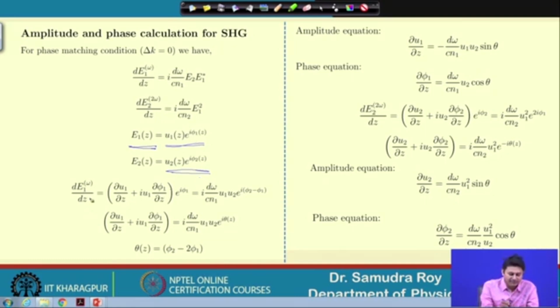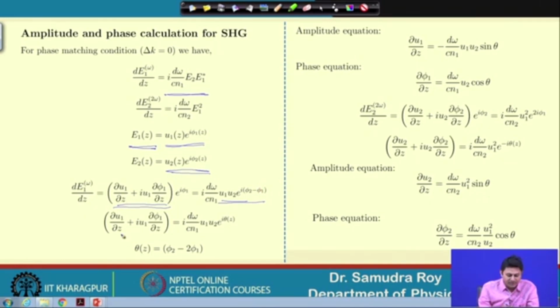Now we take the derivative of E1. Since E1 is represented by U1 e to the power i phi 1, the derivative gives this form: dU1/dz plus i U1 d phi 1/dz, times e to the power i phi 1. From the right hand side, I write i d omega over c n1 times E2 E1 star, which can also be represented in terms of U1 and U2 multiplied by e to the power i (phi 2 minus phi 1), because there is a star. That is why minus phi 1 is there.